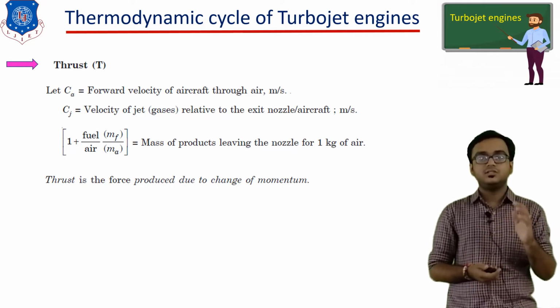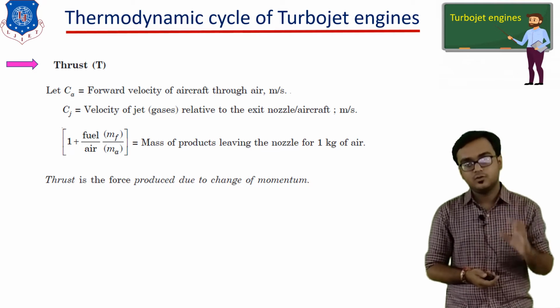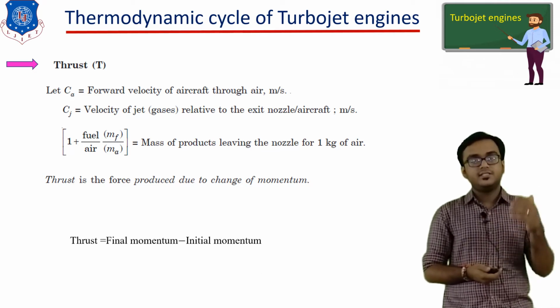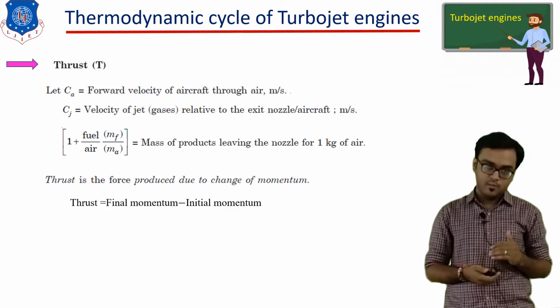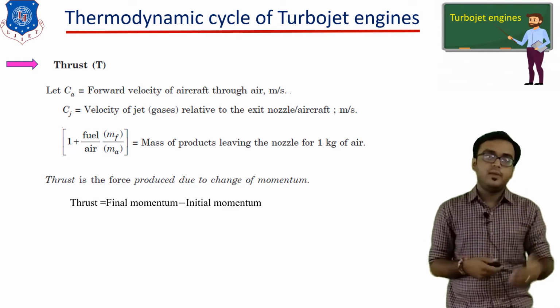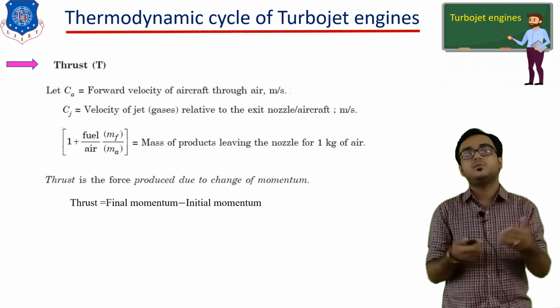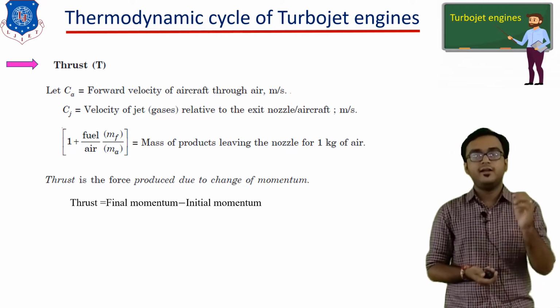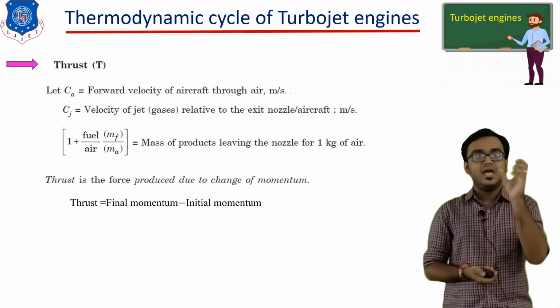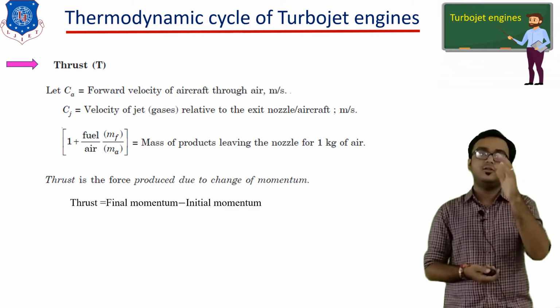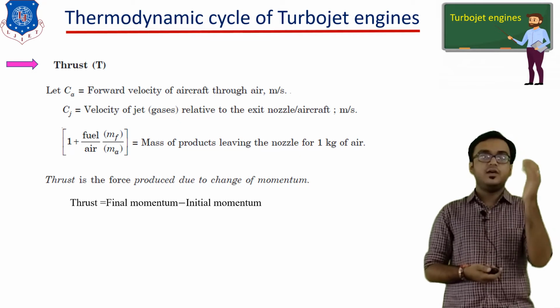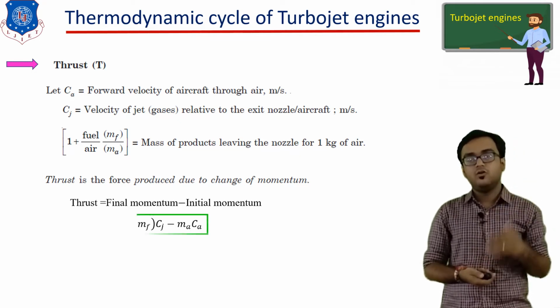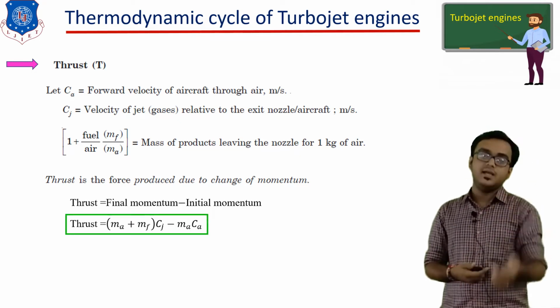Okay, now thrust is the force that is produced because of change of momentum, and change of momentum is nothing but the final momentum minus initial momentum. And what do you mean by momentum? Momentum is nothing but mass multiplied by velocity. So final momentum is total mass, ma plus mf, multiplied by velocity of jet, minus initial momentum, which is mass of air multiplied by velocity of air, that is ma multiplied by ca.